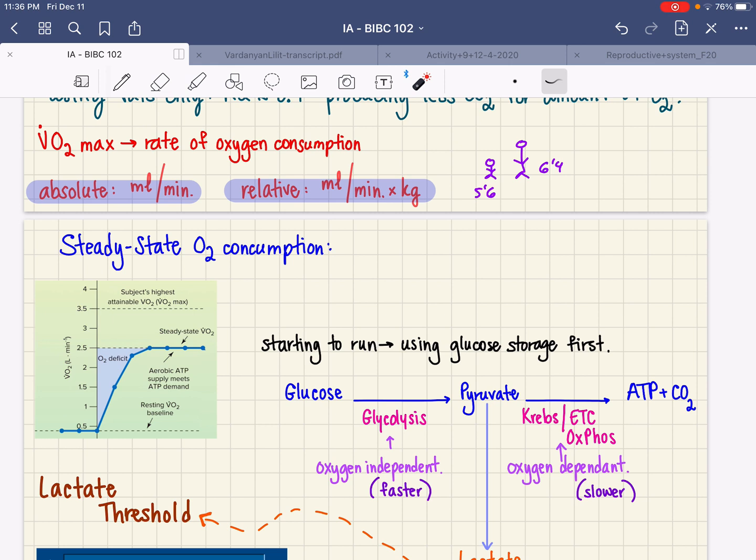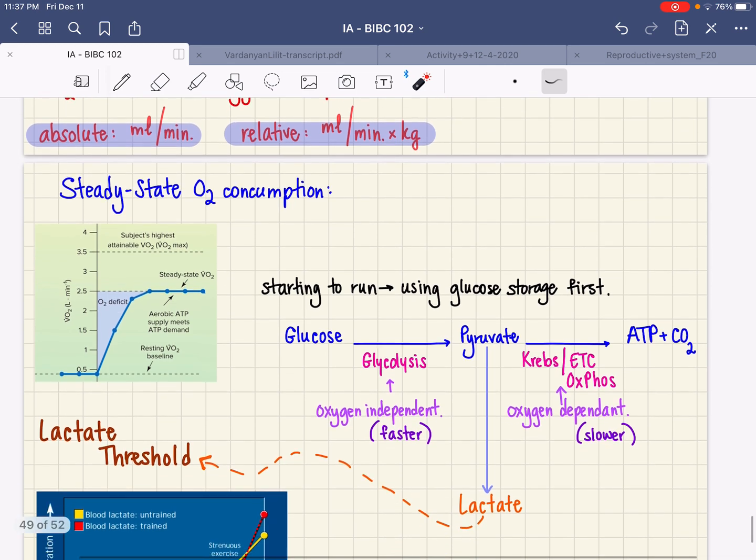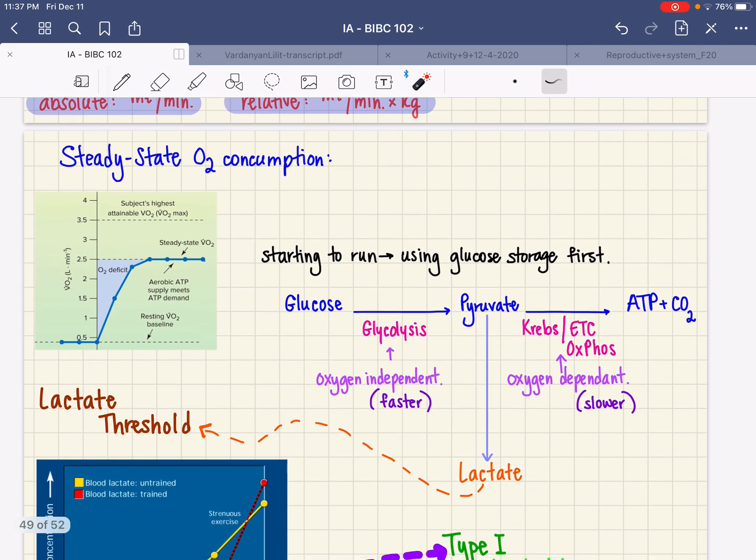Okay, let me delete my artwork before I'm too embarrassed. Okay, so hopefully those two types of VO2 maxes made sense and how they are used.